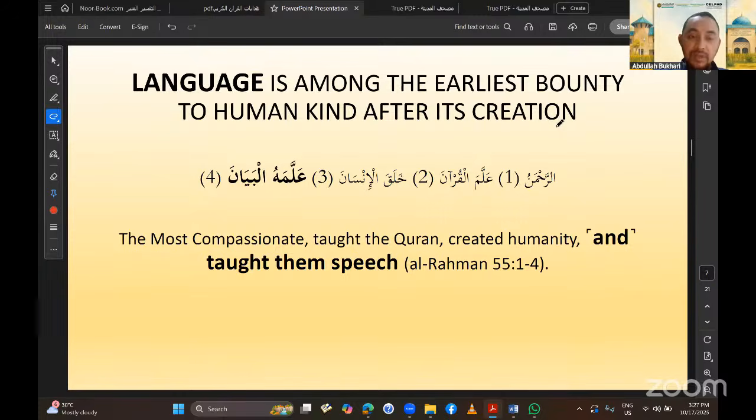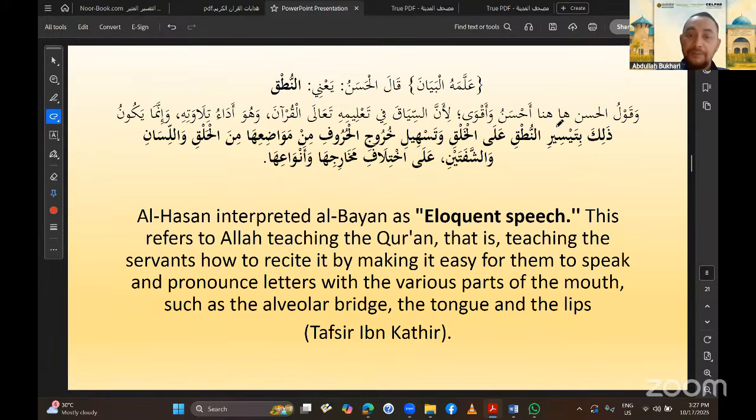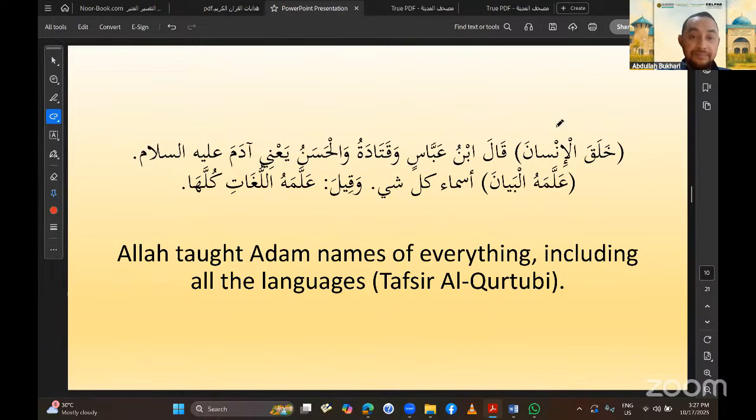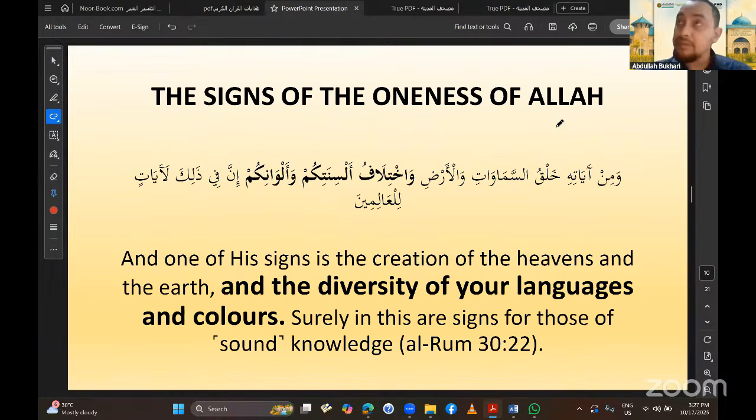So language is, as I said earlier, among the earliest bounty to humankind after their creation by Allah subhanahu wa ta'ala. Okay, another ayah, another verses of Al-Quran. Even the language is the sign of greatness of Allah.